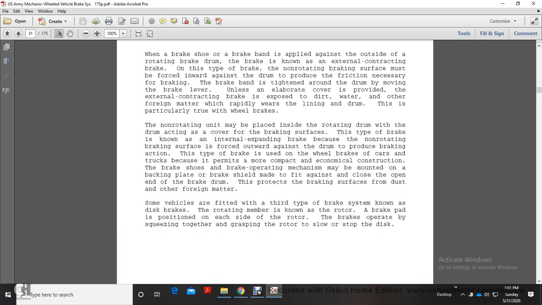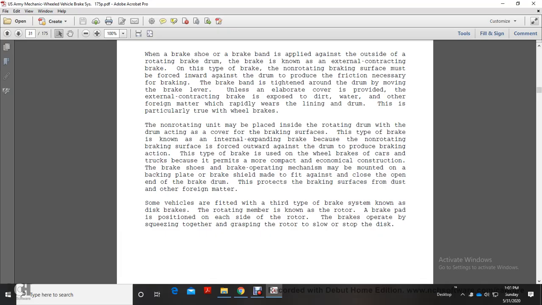This type of brake is used for the wheel brakes of cars and trucks because it permits more compact, economical construction. The brake shoes and brake operating mechanism may be mounted on a backing plate, which may be fitted against and close the open end of the brake drum. This protects the braking surface from dust and other foreign matter.